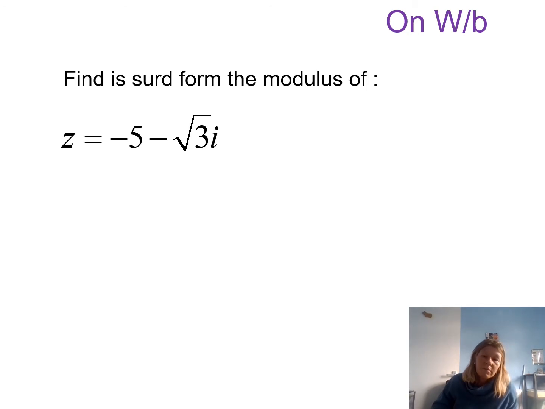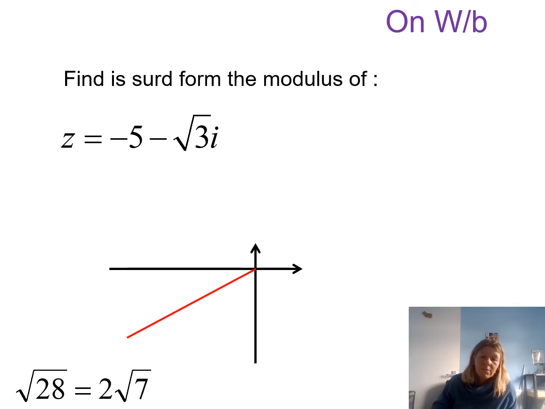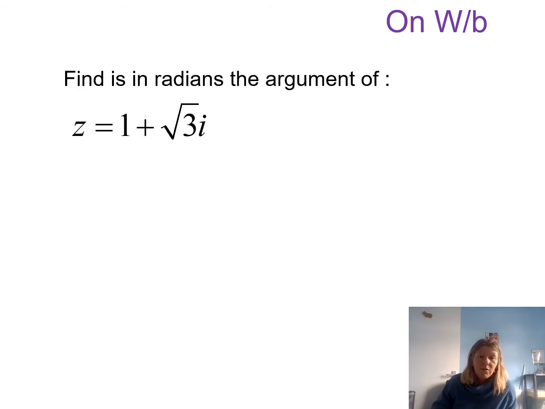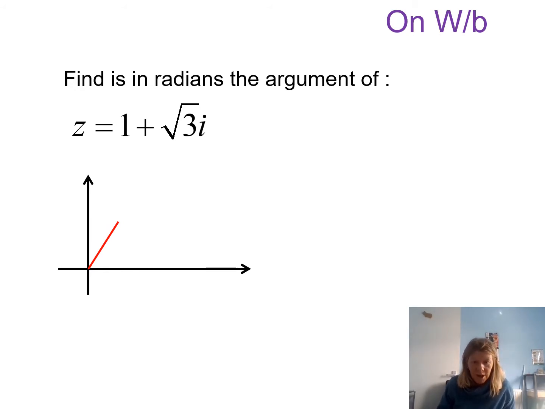Answer coming up. 2 root 7. And now we're on to, in radians, find the argument of this. So decide first, you can see that complex number will be in which quadrant, do you think? It's in the first. So we're after that angle.